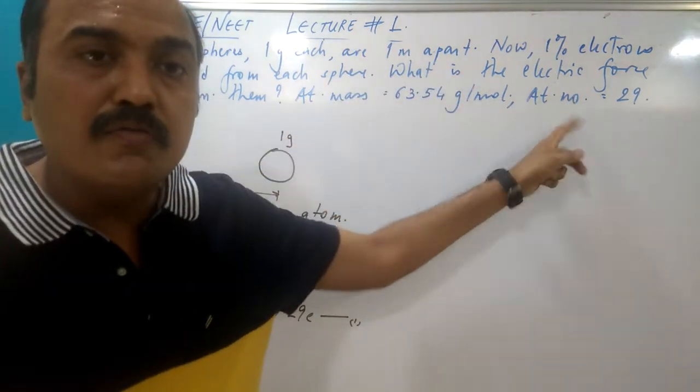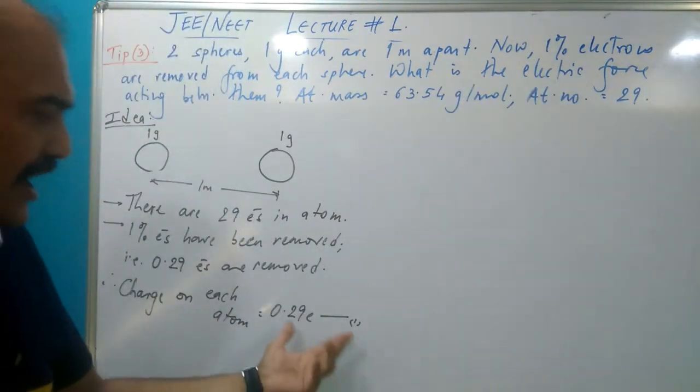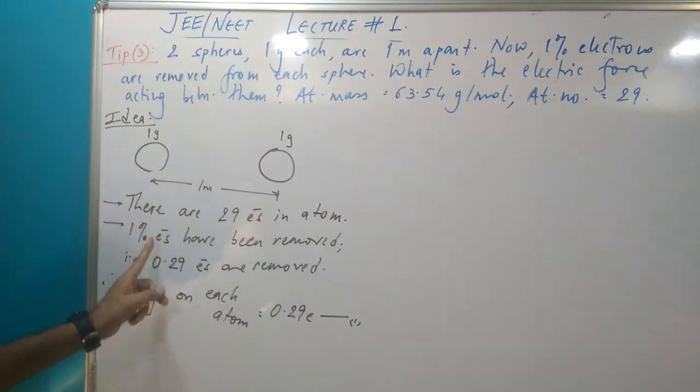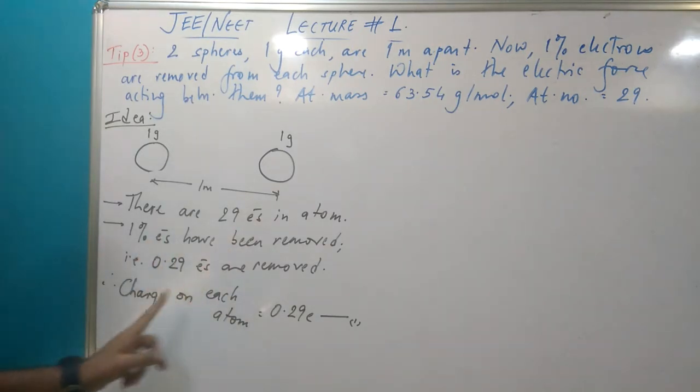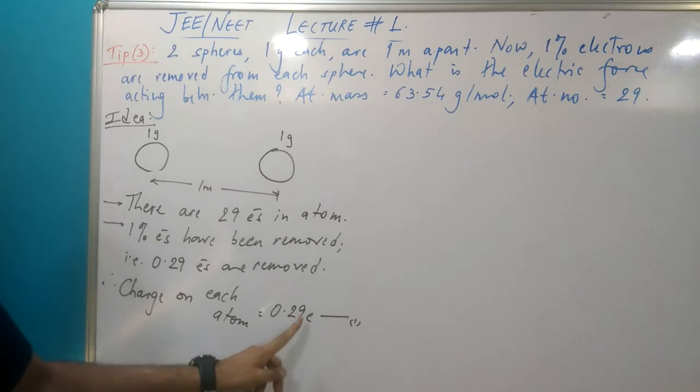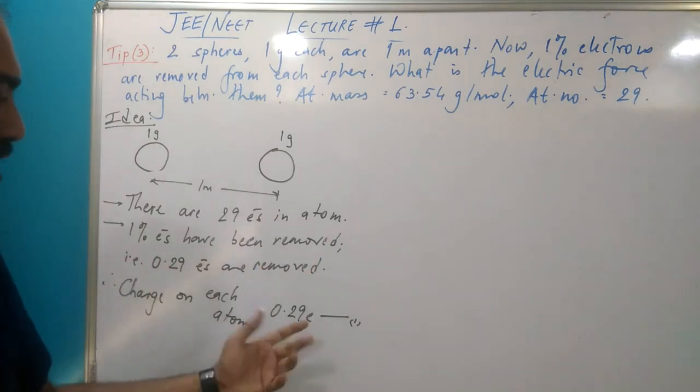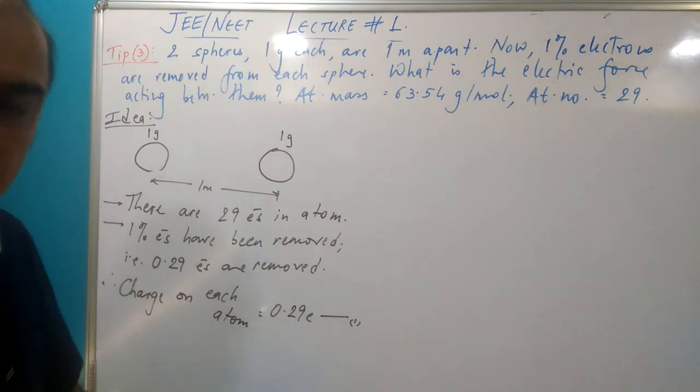Had the atomic number been 35, tell me what this number would have been? First thing, 1% of 35 would have been 0.35. So the charge on each atom would have been 0.35 e. This is a very important idea. Now, this is the charge on each atom.